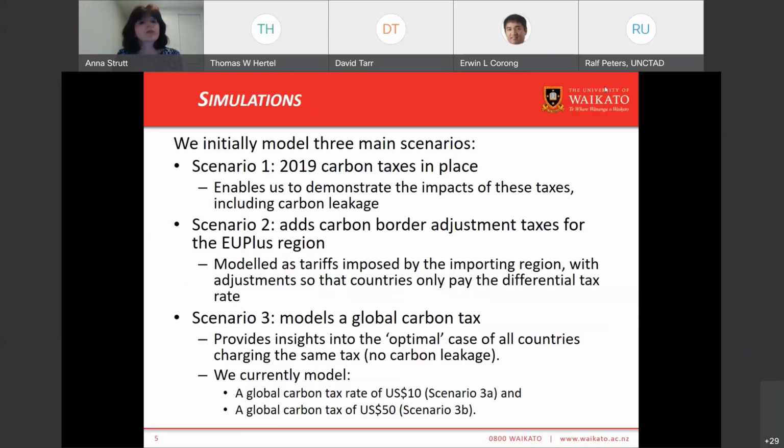Scenario 3 is where we model a global carbon tax, which arguably provides insights into the optimal case of all countries charging the same tax. There won't be any carbon leakage because every country is putting the same tax in place. Currently, we're modelling 2 versions of this, so we can think of these as scenario 3A with a $10 carbon tax and scenario 3B with a larger $50 global carbon tax. These carbon taxes are applied in all countries.